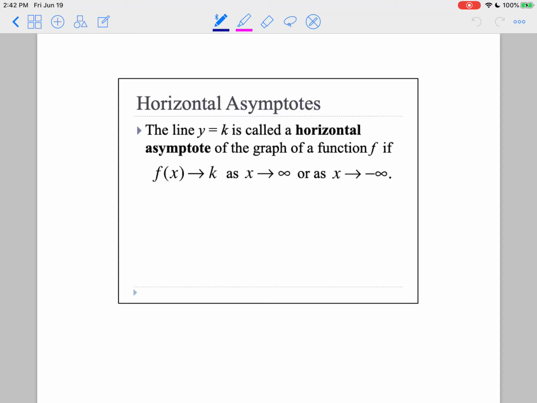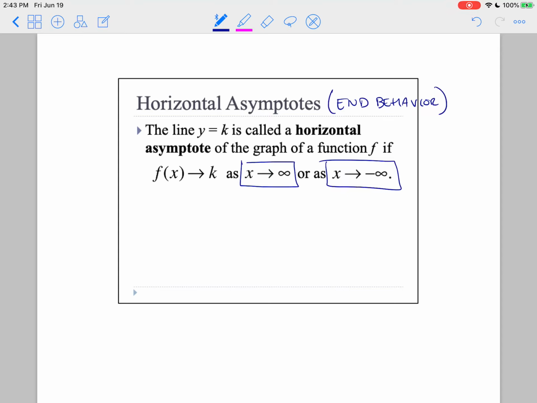Hey everybody. All right, so let's talk about these horizontal asymptotes. For rational functions, horizontal asymptotes and end behavior are synonymous. Okay? The horizontal asymptotes are the end behavior. So the line y equals k is called a horizontal asymptote of the graph if the function is approaching a certain number as x goes to the very ends of the graph, the end behavior.